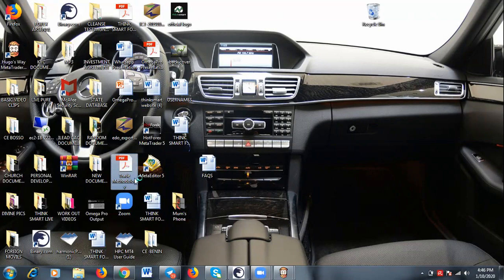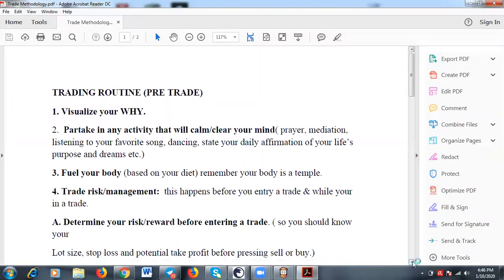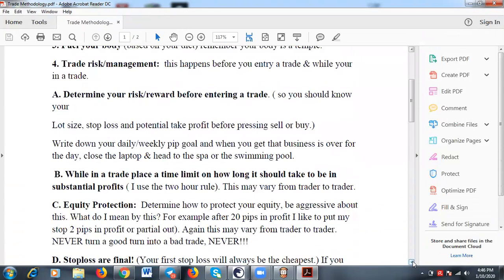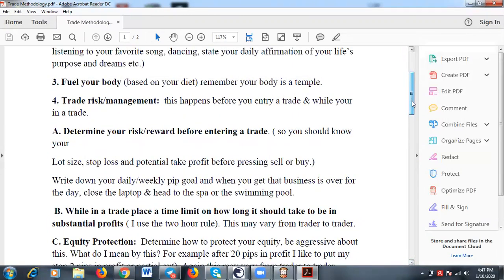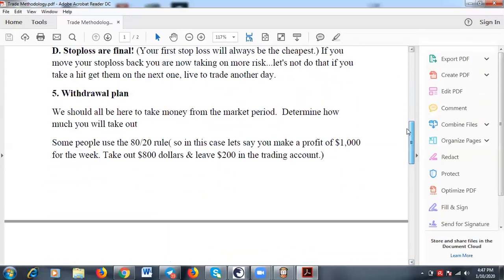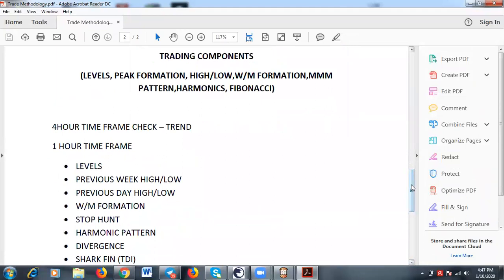Now, when you want to trade, you need to know why you're taking a particular trade. What are your reasons for taking this trade, and what is going to make you exit the trade? What are the reasons? This is just a trade routine. You can follow it, visualizing your why, and any activity that can prepare your mind. This is very important because we all know trading is about 80 to 85% psychology, so you need to take all that into consideration, along with risk management. If you want to last long term, you have to use proper risk.